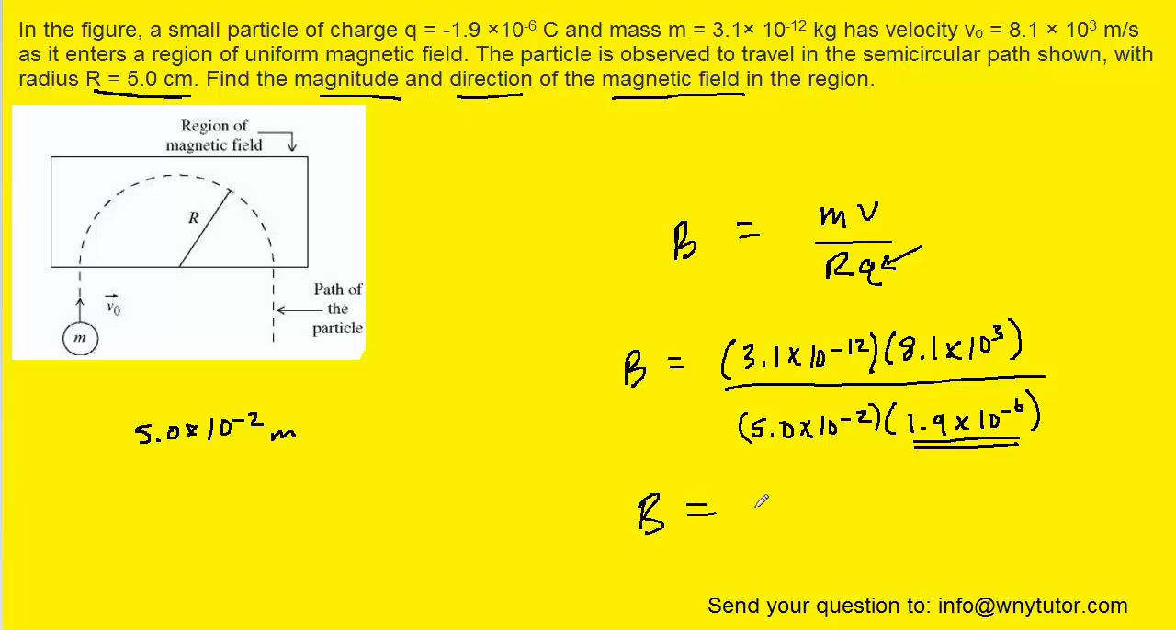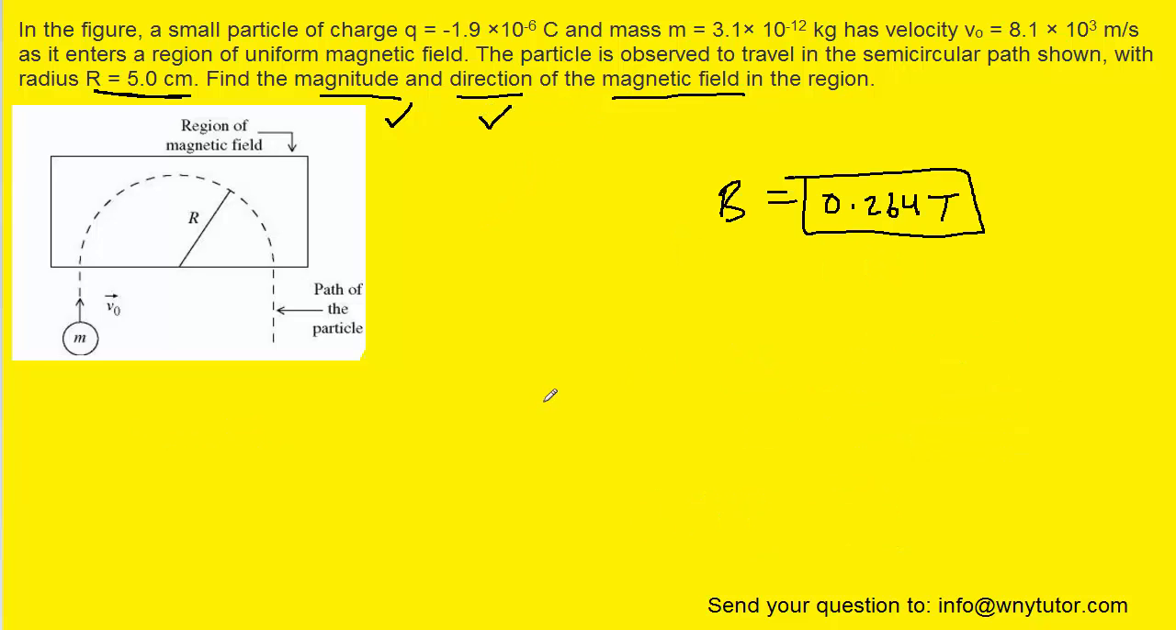And when we do that, we get approximately 0.264, and then the standard unit of magnetic field is Tesla. So this is the correct answer for the magnitude of this magnetic field. Let's now talk about the direction. Now, often when we talk about the direction of the magnetic field, we use the so-called right-hand rule. But because this particle is negatively charged, we're actually going to use what I like to call the left-hand rule.